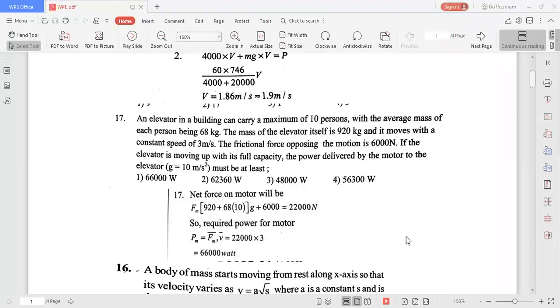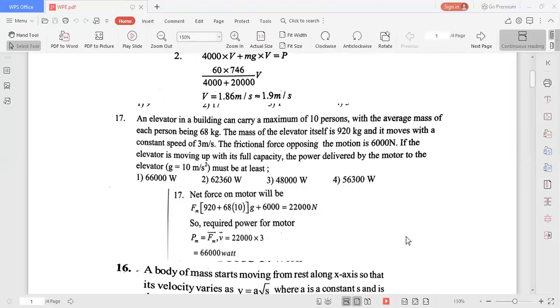An elevator in a building can carry a maximum of 10 persons, with the average mass of each person equal to 68 kg. So the total mass of all persons, 10 persons only, is M1. M1 is equal to the mass of each person, 68 kg, times 10 persons, that is equal to 680 kg. It is the mass of all the persons in the elevator. The mass of the elevator M2 is equal to 920 kg, which is given.